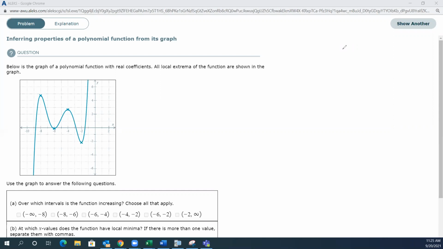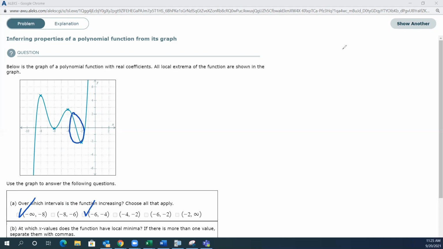So, over which interval is the function increasing? Well, we read graphs from left to right. So from left to right, where is it increasing? It's increasing right here, and right there, and right there. That's where it's increasing. It's decreasing on the other ones. Okay, so when x is -infinity to -8, that's that region right there. So, yep. How about -8 to -6? That's going to be right there. So no. -6 to -4 would be that region. So yep.